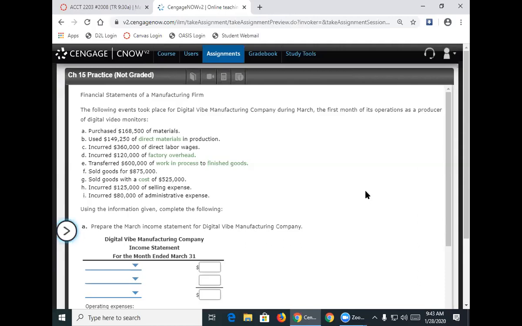Part E says we transferred $600,000 of work in process to finished goods. These were our total production costs for the month. Of that, $600,000 of goods were finished. So E is going to be a credit to work in process and a debit to finished goods. Almost ran out of room here.